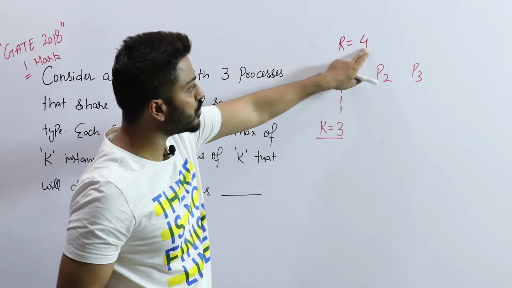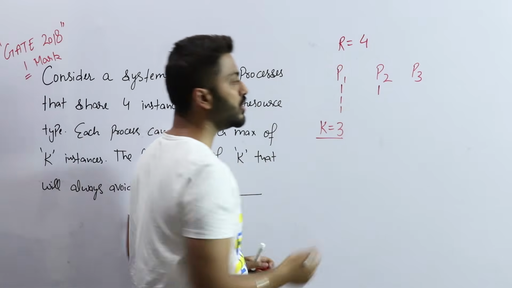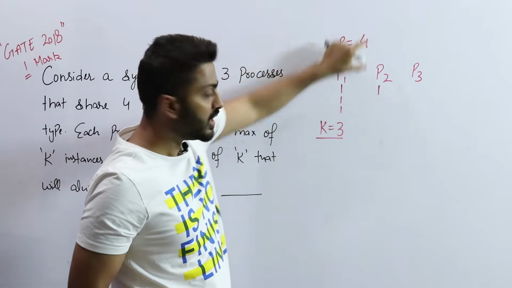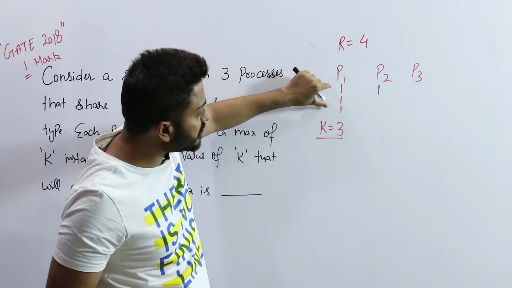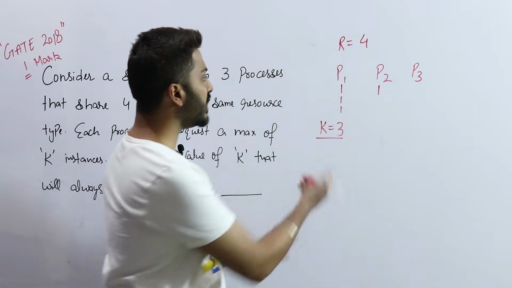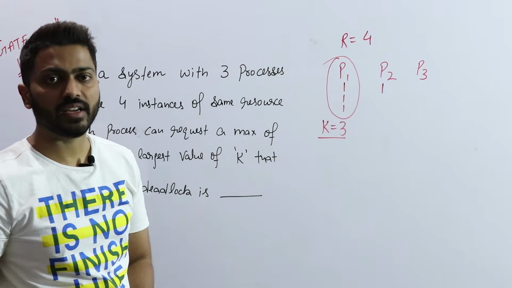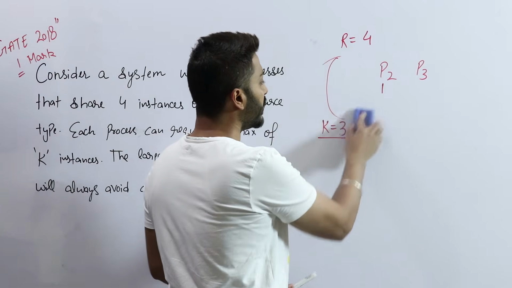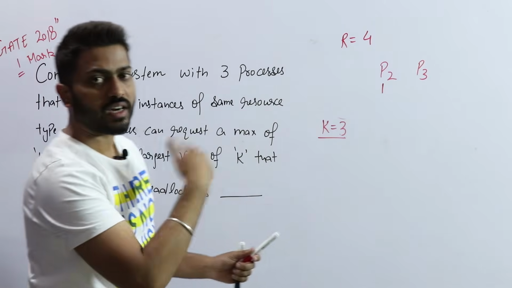Means out of 4 resources, I provide 3 to P1, and the 4th one which is left I provide to P2. Number of resources I have is 4, each process needs 3. So out of 4, I pick 3 and give these 3 to P1, and the fourth one I give to P2. Now P1 needs 3, so P1 gets 3. When P1 gets 3, it will successfully execute, and when it executes, the 3 resources will be free.